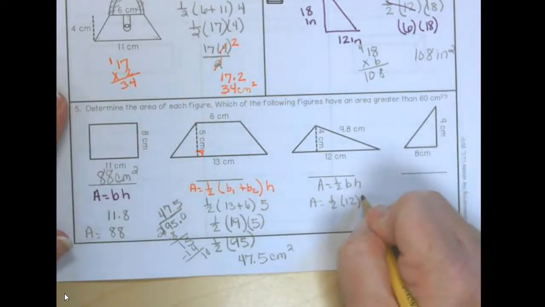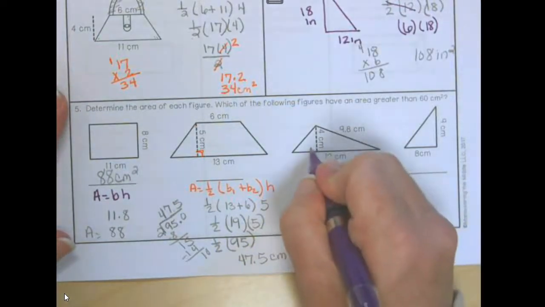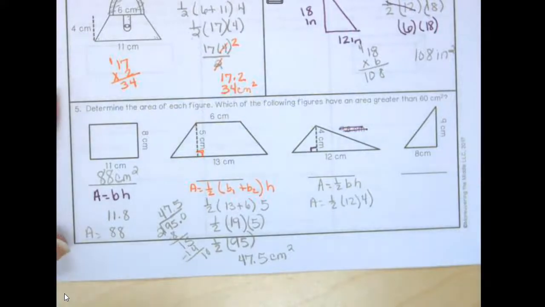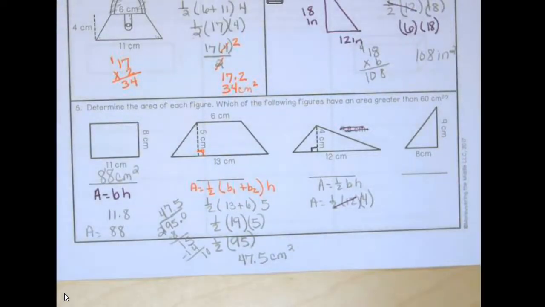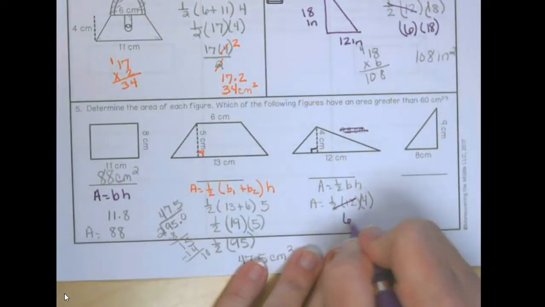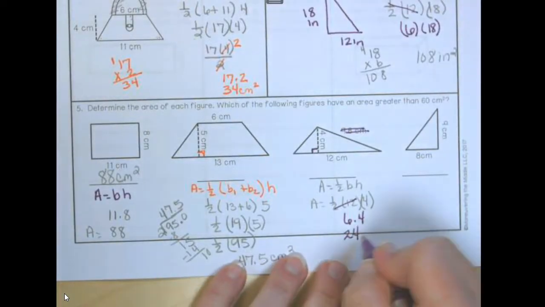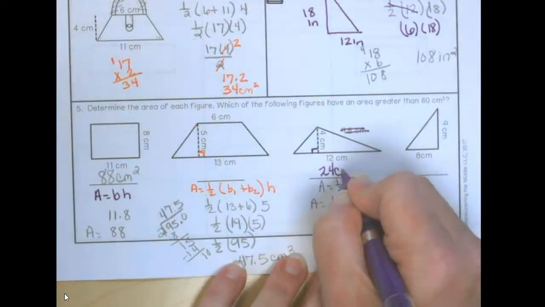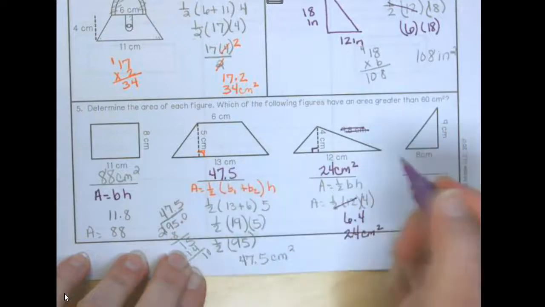My height is 4 because it makes a perpendicular line. This is extra information. We do not need it. You can kind of make it simple. What's half of 12? 6 times 4. 24 centimeters squared. And this was 47 and 5/10.